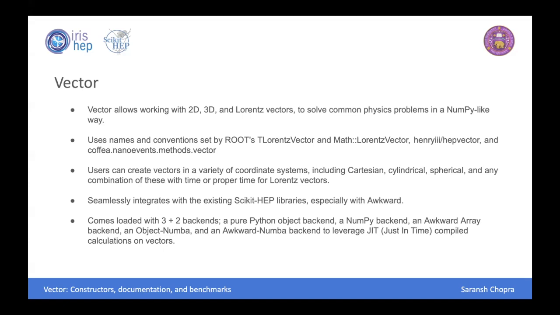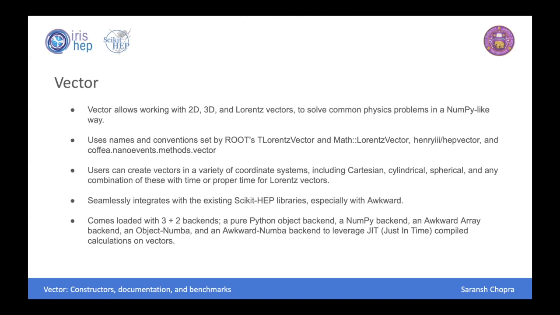namespace. Also HEPVector under Henry's account, which was the starting point for Vector, and coffea.nanoevents.methods.vector. Users can create vectors in a variety of coordinate systems, including Cartesian, cylindrical, spherical, and any combination of these with time or proper time for Lorentz vectors. Vector seamlessly integrates with the existing Scikit-HEP libraries, especially with Awkward.